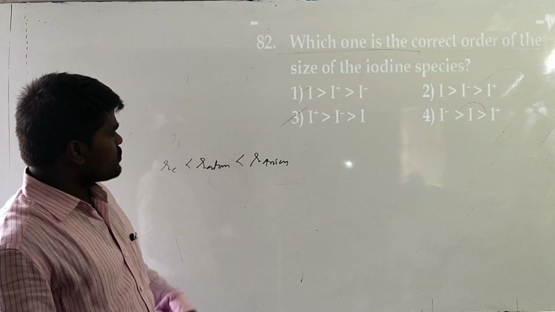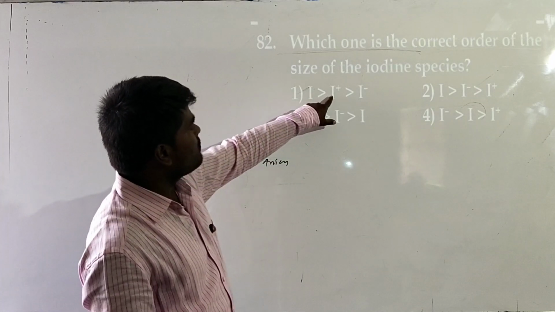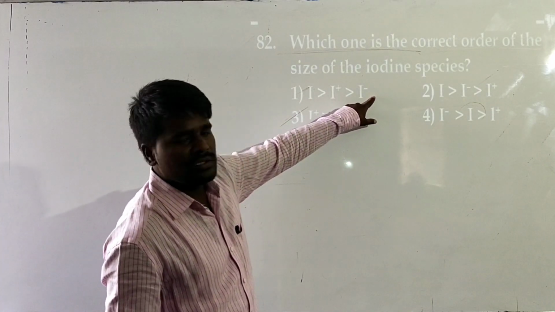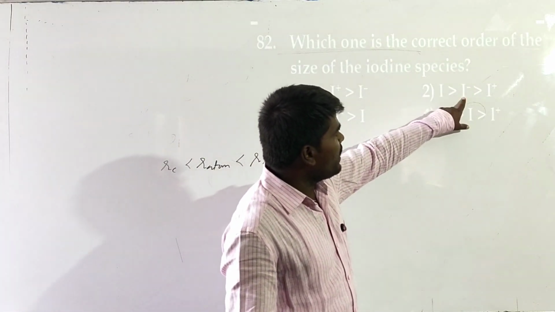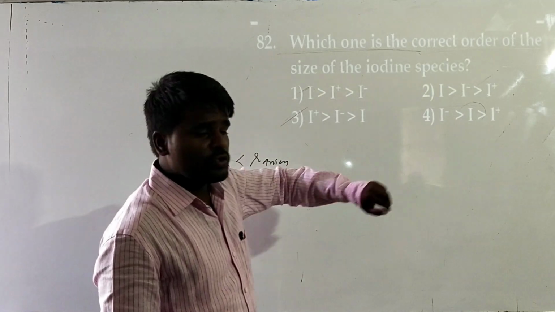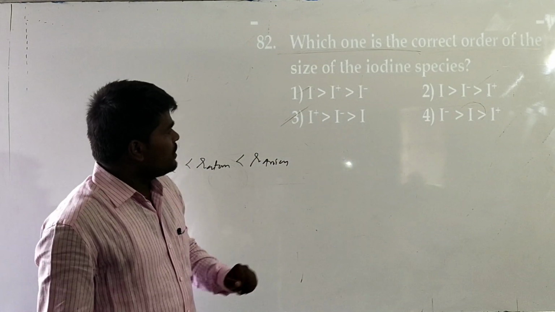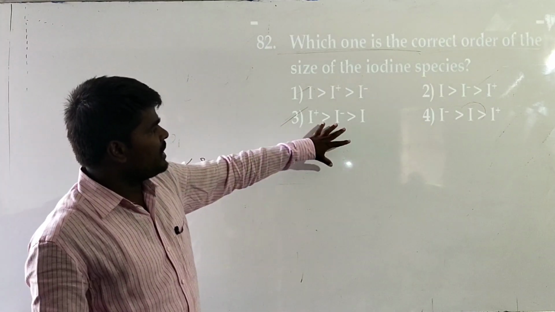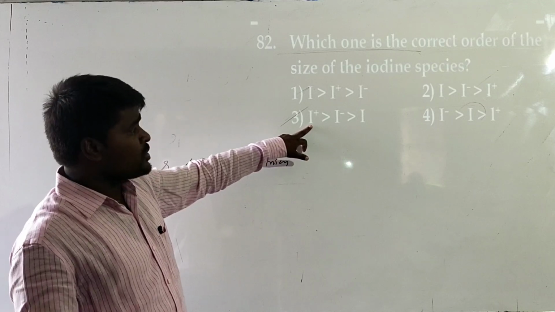So let us see which option suits our order. Here what is given? Neutral atom, cation, anion. Generally the anion should be the largest, so this is the wrong option. Here neutral atom, anion, cation are given. It is also a wrong option. The anion should be the largest. If you see here, it is given completely opposite. He said that the cation is the largest, but the cation has to be the smallest.